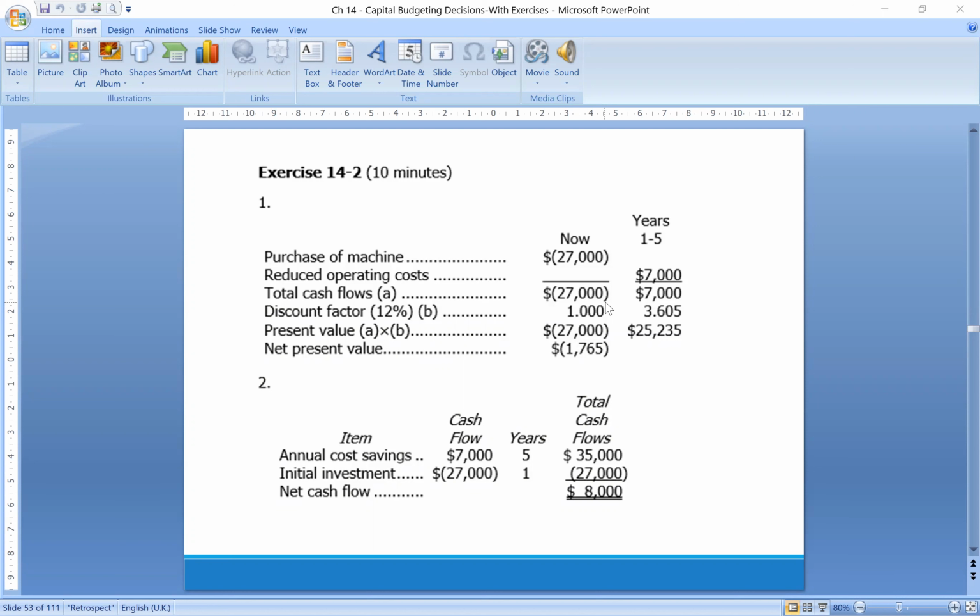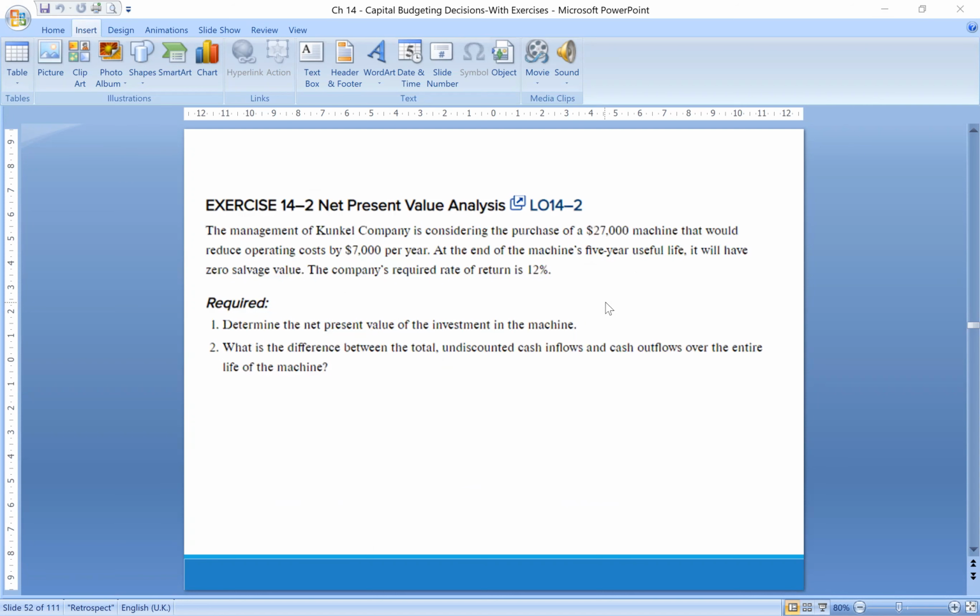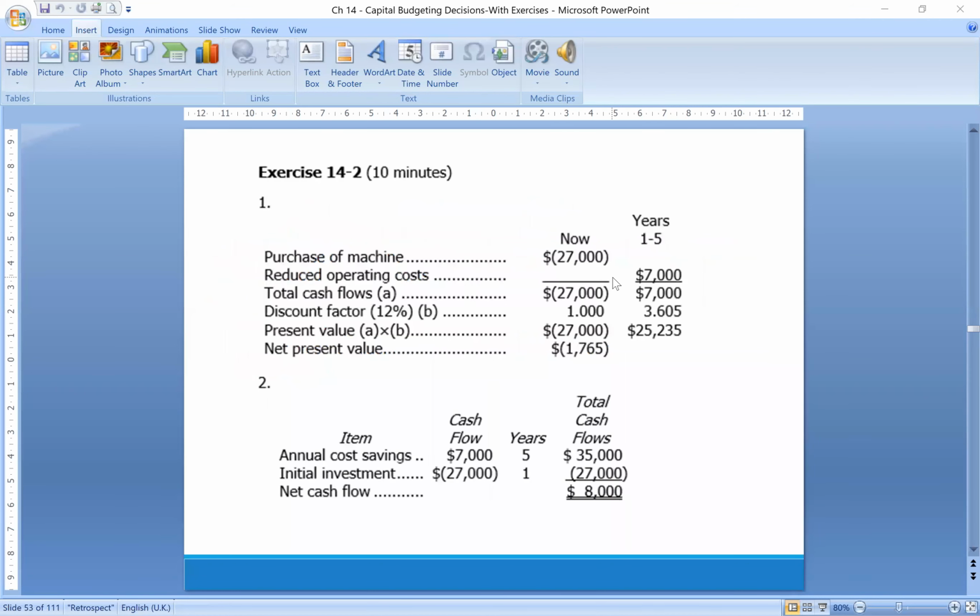Okay. Number 2, what is the difference between the total undiscounted cash inflows and the cash outflows over the entire life of the machine? What do you mean by 7,000 multiplied by 5? 7,000 multiplied by 5 is equal to $35,000, is it? I will receive 7,000 for 5 years. So the total amount will be 35,000.